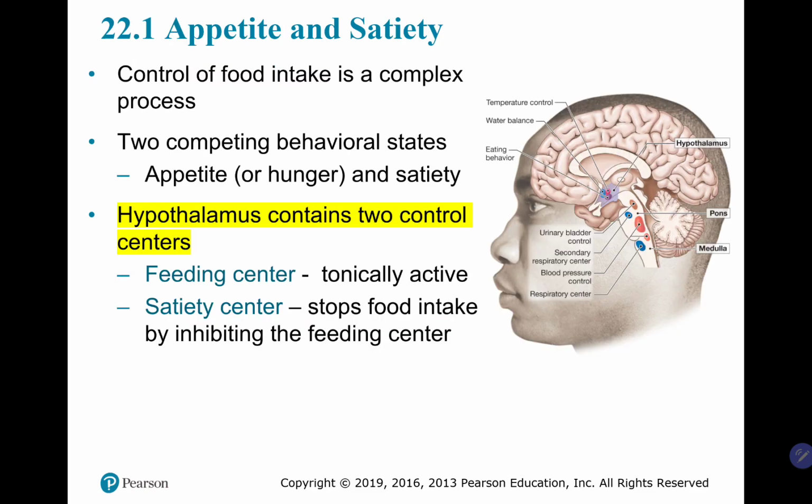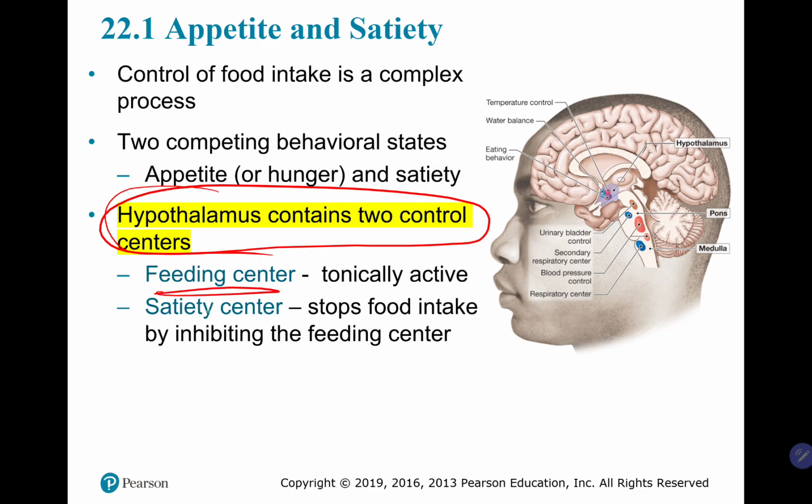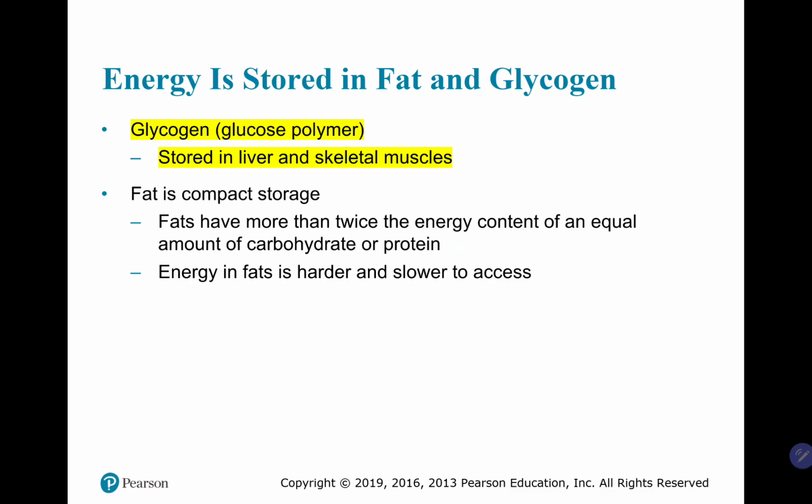The hypothalamus does so much. But again, we mentioned here that it controls two centers, the feeding center and the satiety center. When we're looking at energy, energy is stored in fat and glycogen. Glycogen is a glucose polymer. It's just glucose, glucose, glucose, glucose, glucose, a linkage of just glucose. And we store glycogen in the liver and in skeletal muscles.